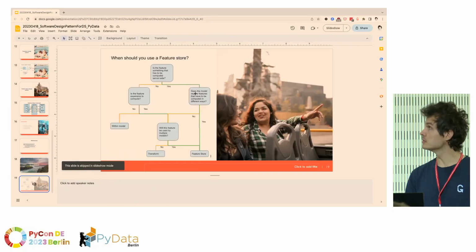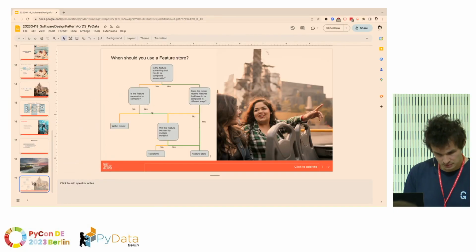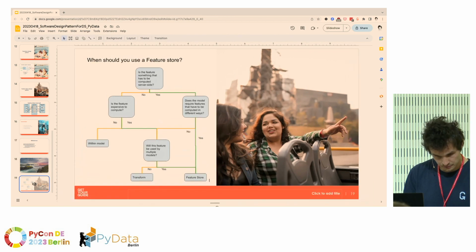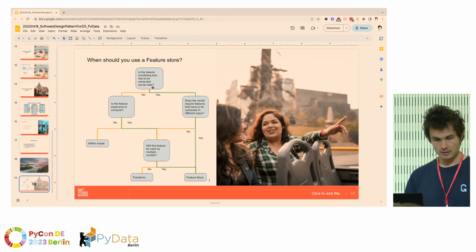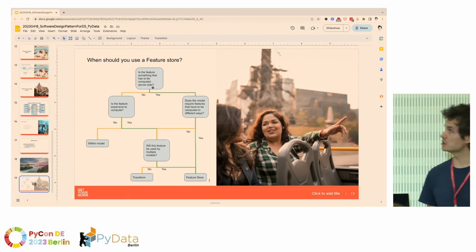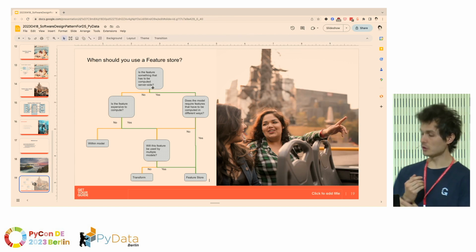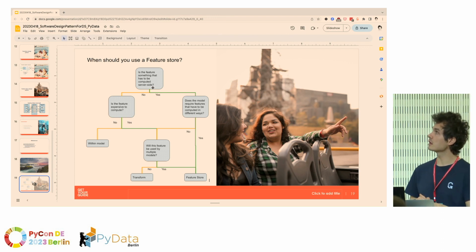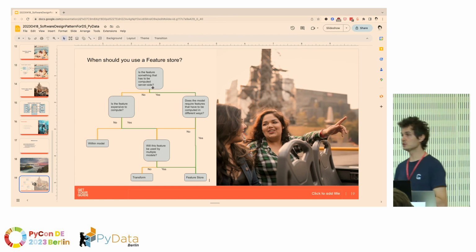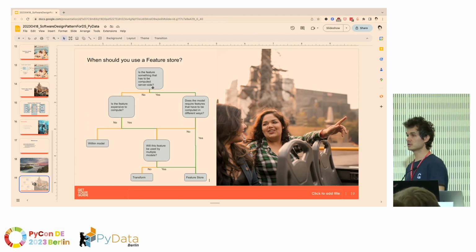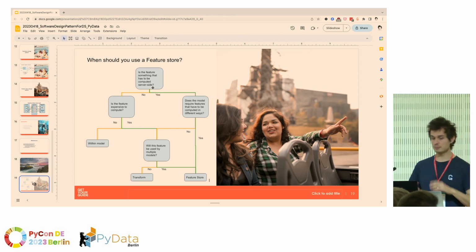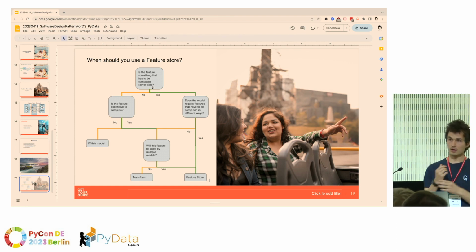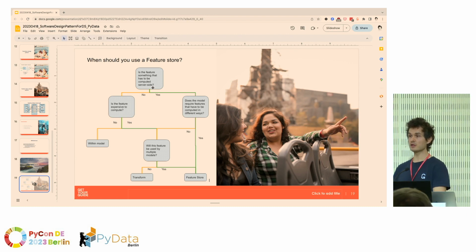I also had a diagram here on using a feature store, but basically the question is when should you use a feature store or not. That was also coming from this blog post. I think the most important thing is that a feature store can be really helpful to you if it ticks the right boxes: you have features that you repeat over and over, you have struggled to productionize them, and you have problems.